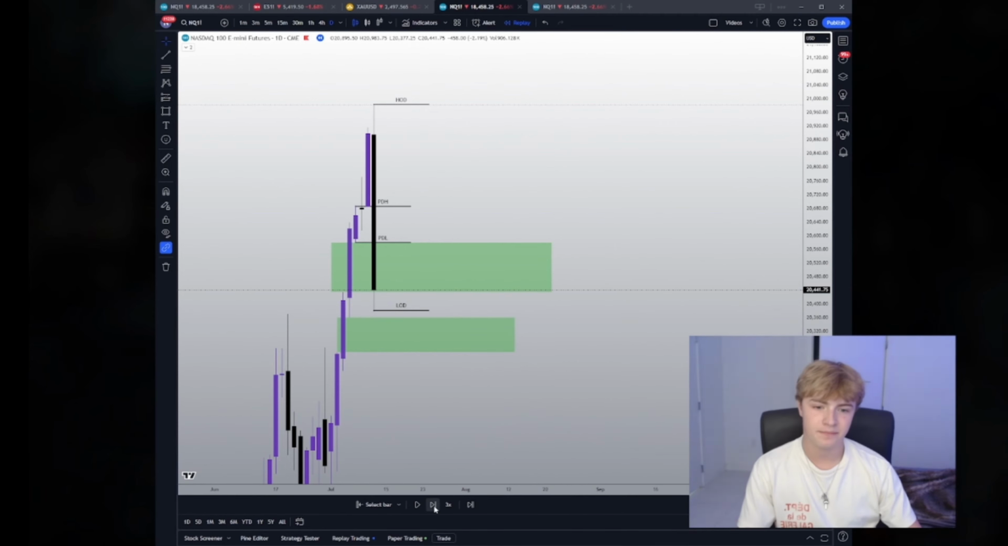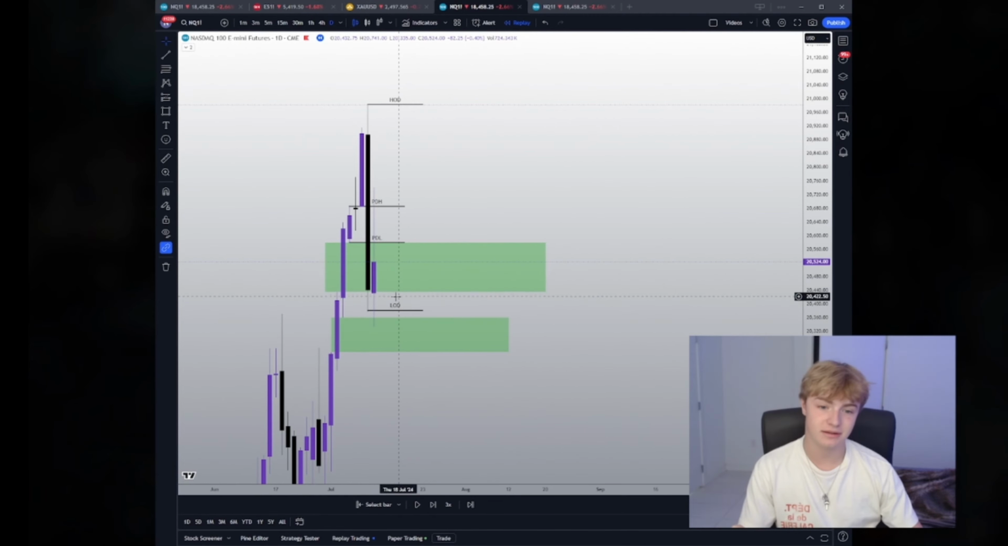So let's see how it plays out. Okay, yeah, it's pretty much exactly what I was looking for. It did get the low of day and lower, so I would have taken the short to there, and then I would have looked to longs. I would have waited for the confirmation of the reversal off of this fair value gap.